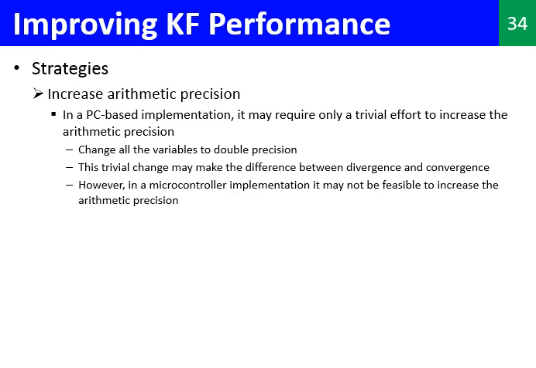If our Kalman filter implementation is on a PC, then increasing arithmetic precision is simple. Just change the variables to double precision. Such a simple step can even help change a diverging filter to converge. Right? However, it may not be feasible to increase arithmetic precision on a microcontroller implementation. Or in fact, implementing a Kalman filter on a microcontroller may not be feasible at all, because there exist operations such as matrix inverse.